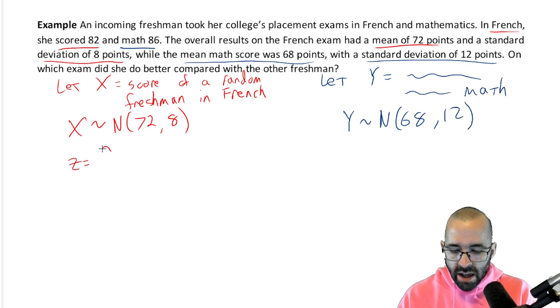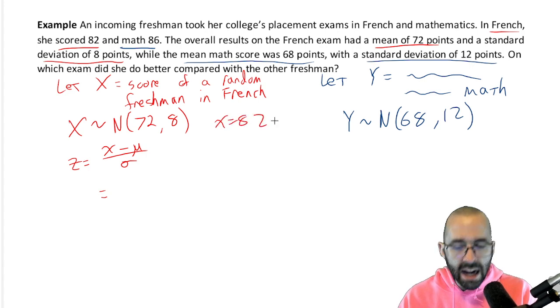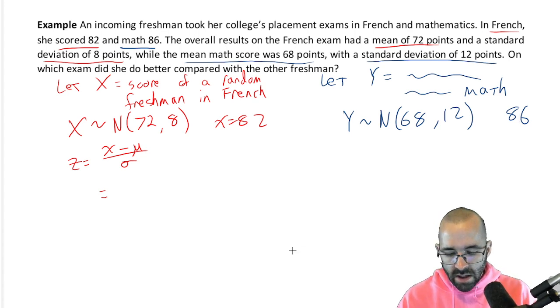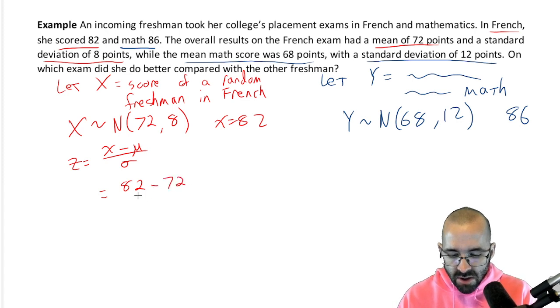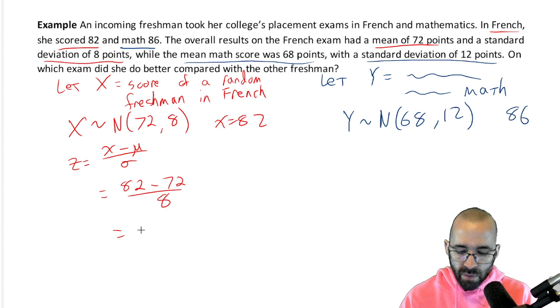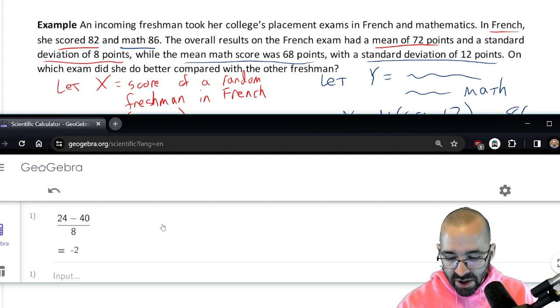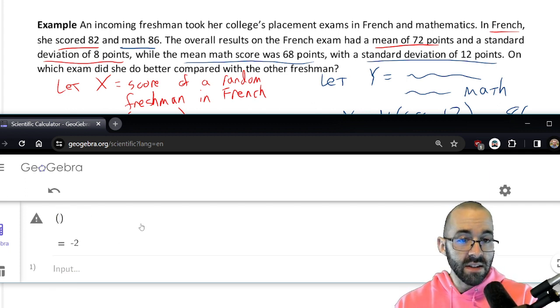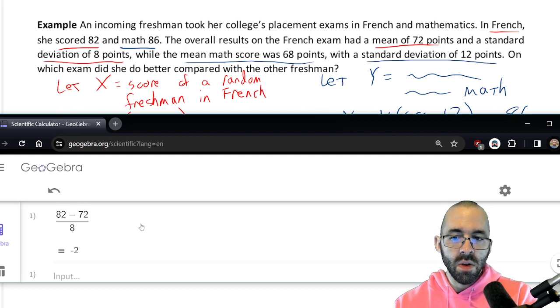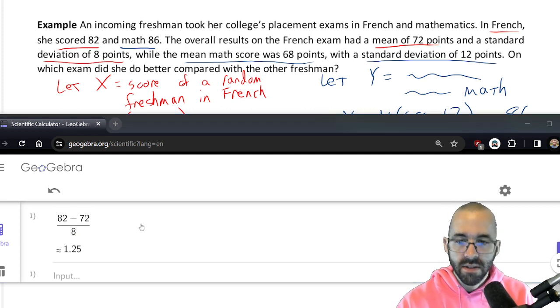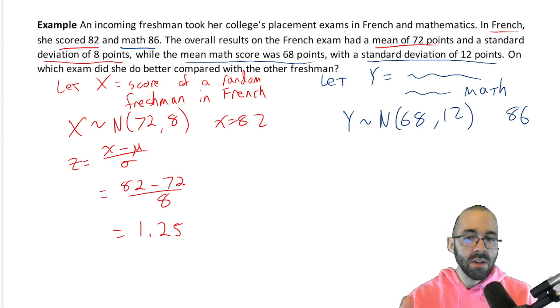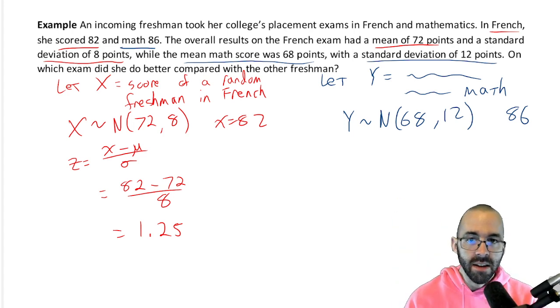The z-score is just going to be x minus mu over sigma. What is our x here? She scored an 82, and it was an 86 in math. So we got 82 minus the mean, which was 72, over the standard deviation, which was 8. It's going to simplify down to 1.25. Again, remember that if you're using a calculator, make sure to use parentheses: 82 minus 72 over 8, 1.25. So she's 1 1/4 standard deviations above the mean in her French class.